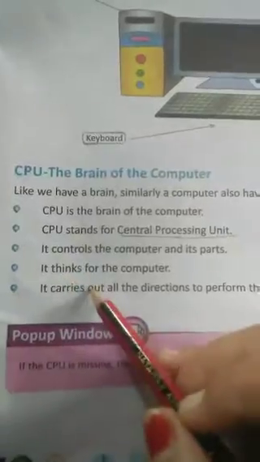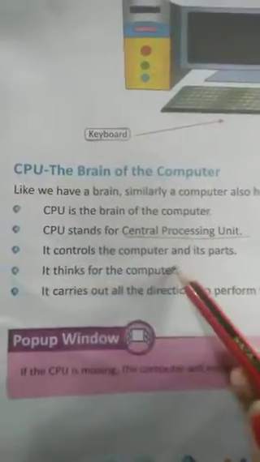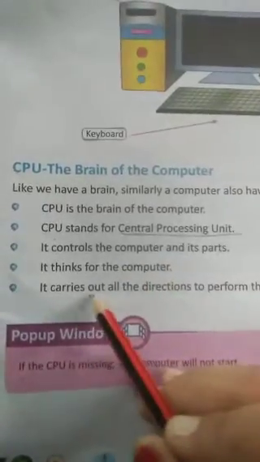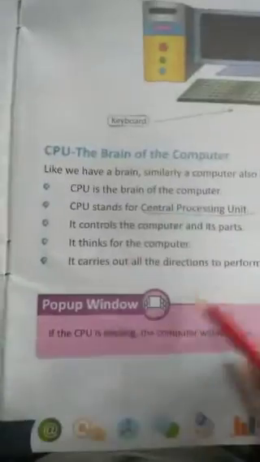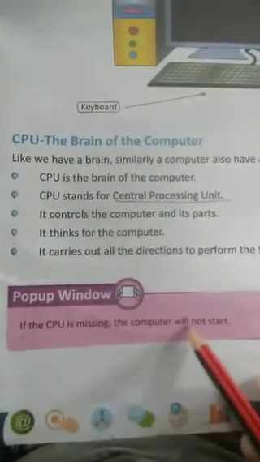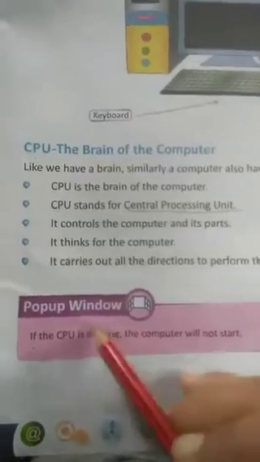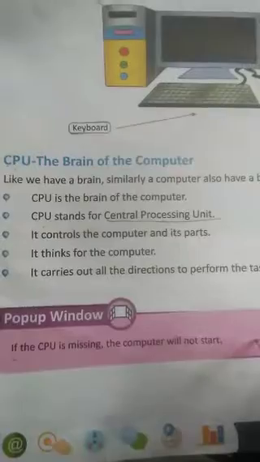What does the CPU do? It controls the computer and its parts. It thinks for the computer, and also it carries out all the directions to perform the task. See, if the CPU is missing, the computer will not start. Missing means if there is no CPU, the computer will not start.